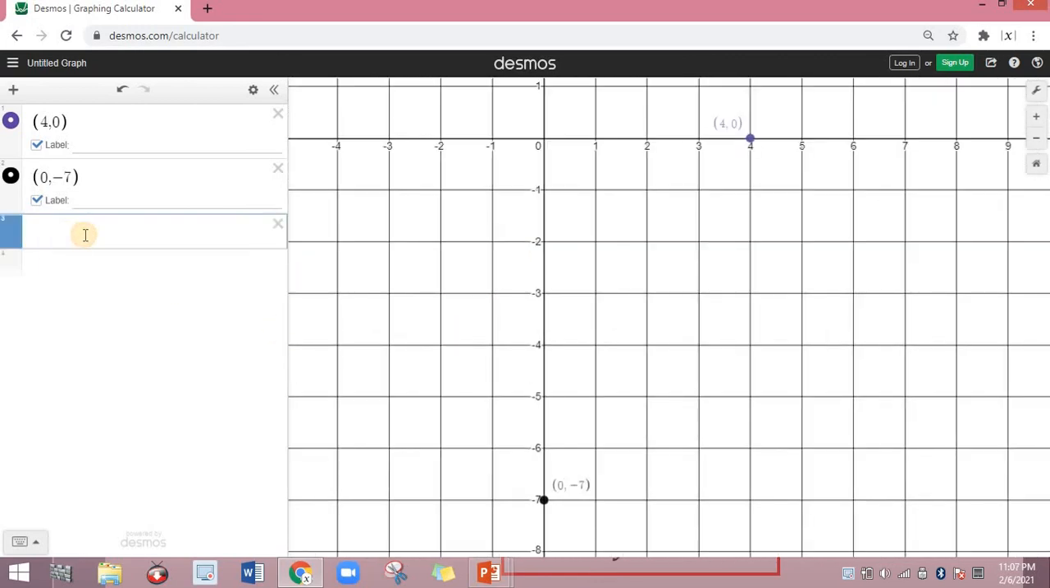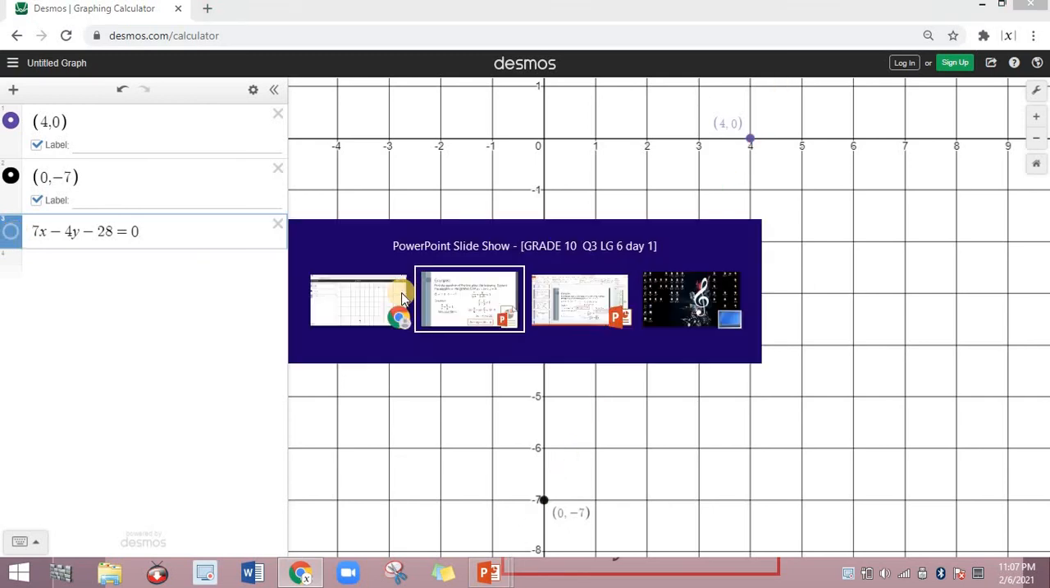Next, yung ating equation ng line. We have 7x minus 4y minus 28 is equal to 0. And there you go. Kung mapapansin, yung ating equation ng line ay dumaan mismo dun sa ating x and y-intercept. So what does it mean? Our equation of line is correct. So let's move on.